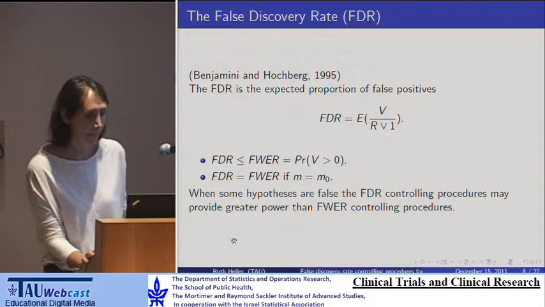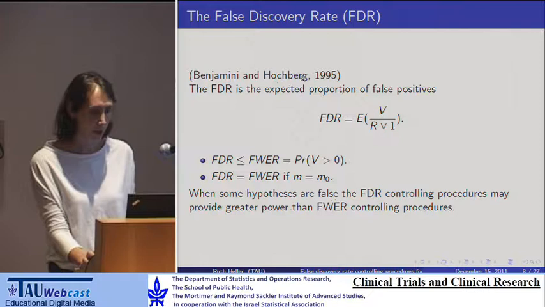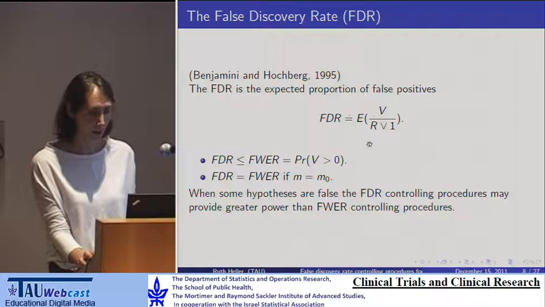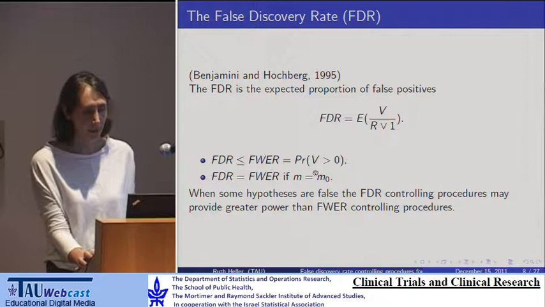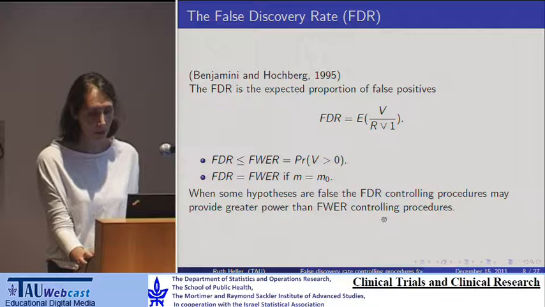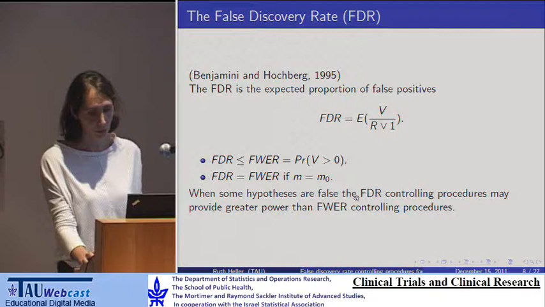Now, the false discovery rate that was introduced in the seminal paper by Benjamini and Hochberg in 1995 is the expected proportion of false positives out of all the discoveries. So it is this term here. And the false discovery rate is at most equal to the family-wise error. It is exactly equal to it if all hypotheses are basically null hypotheses. However, when some hypotheses are false, the FDR controlling procedure may provide greater power than the family-wise error controlling procedures.